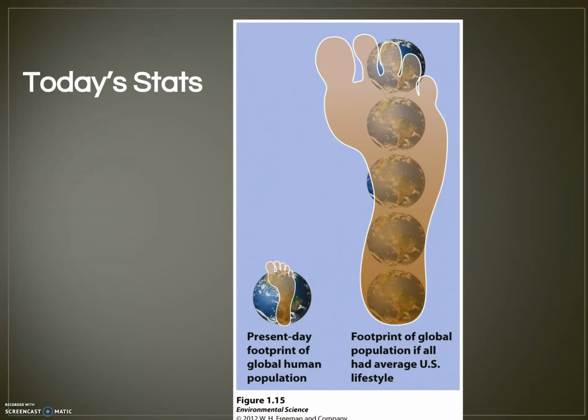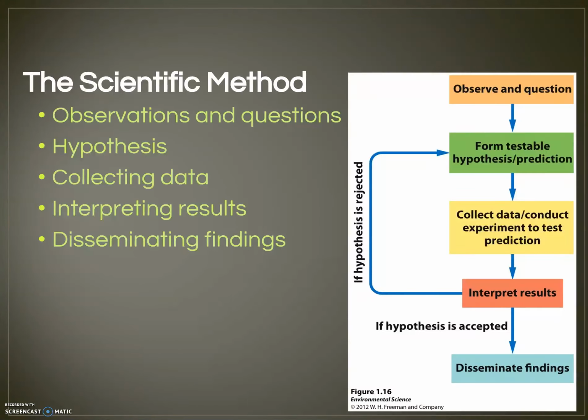Looking at today's statistics, the present-day footprint of global human population, and if all people had the same lifestyle that we have in the United States, we would need 5 Earths to support that lifestyle. We live far more unsustainably than other parts of the world. We are using far more resources than we are allocated. And if everyone lived like us, it wouldn't be possible.